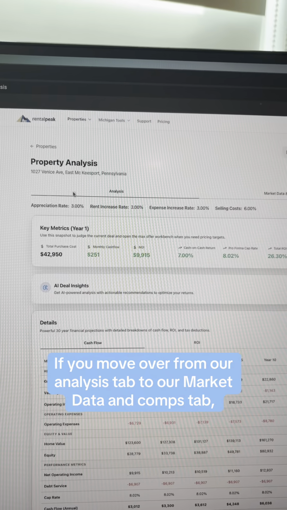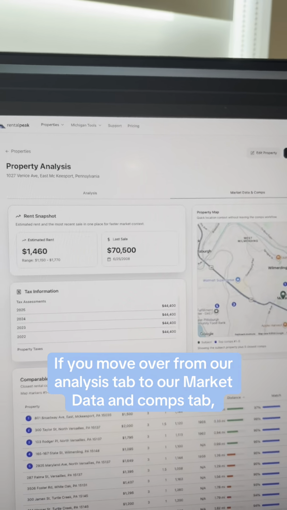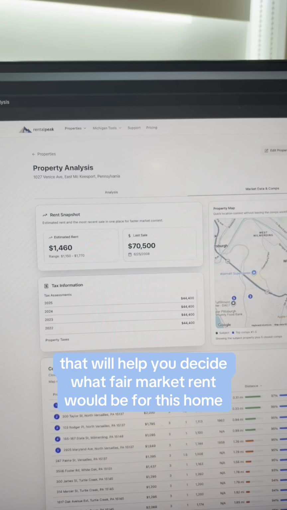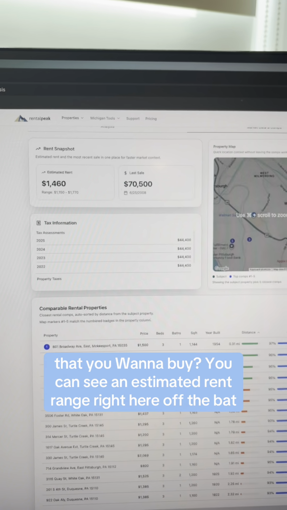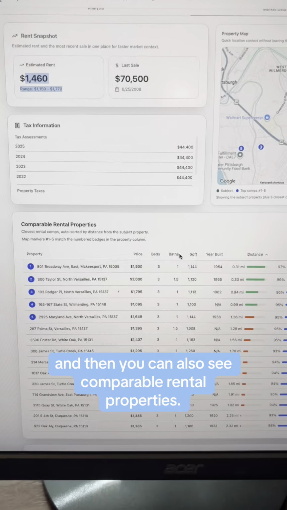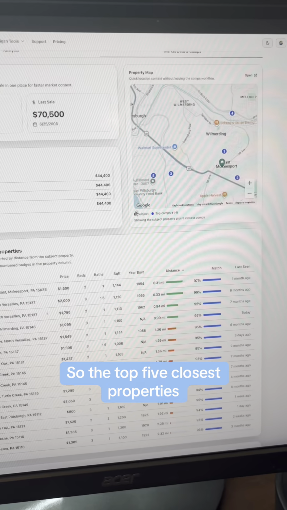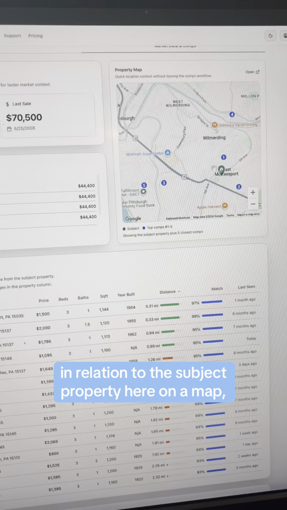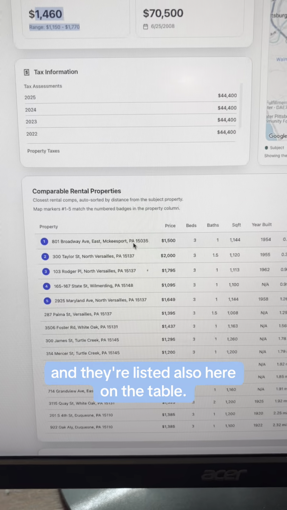If you move over from our analysis tab to our market data and comps tab, you'll start to see a lot of data that will help you decide what fair market rent would be for this home that you want to buy. You can see an estimated rent range right here off the bat, and then you can also see comparable rental properties. So the top 5 closest properties in relation to the subject property here on a map, and they're listed also here on the table.